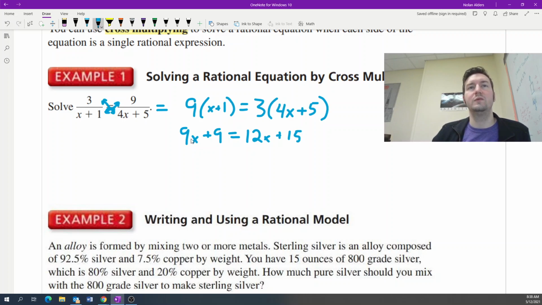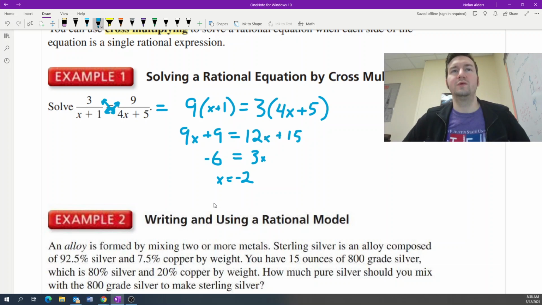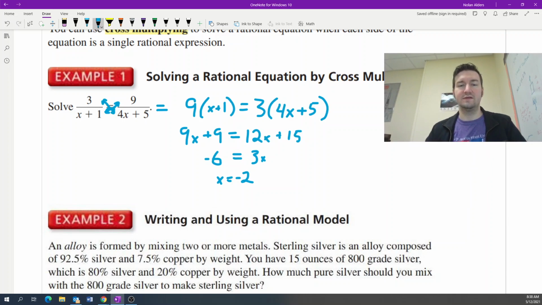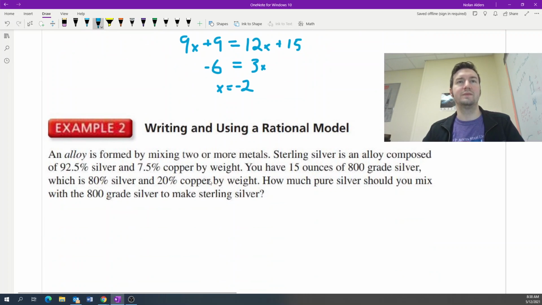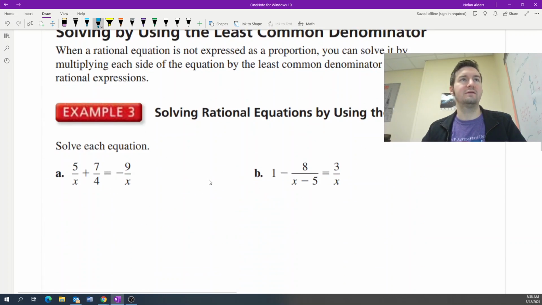We could move our x's over to one side of the equation and our constants over to the other side. So we can subtract this 9 over here to get 3x. And we could subtract the 15 over here to get negative 6. Divide by 3 and we see x is equal to negative 2. So that's one way, guys, that we can solve these equations, is cross multiplication. All right, and we're going to skip that for now.